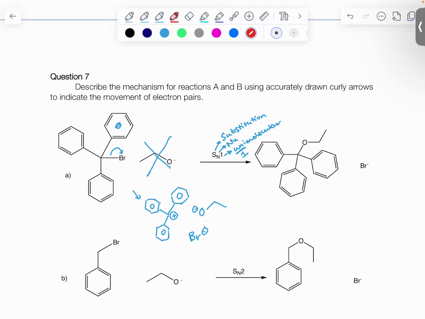Now, like I said, curly arrows follow our electron movements. And so the electrons on this oxygen will attack this empty orbital, or go to fill this empty orbital, and we will get our final product.